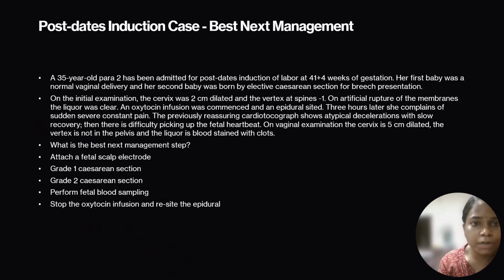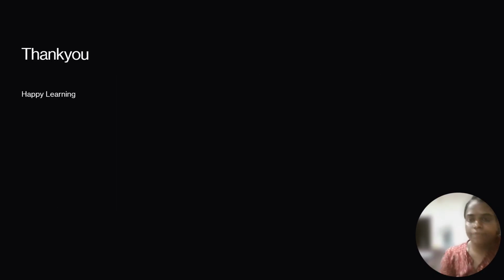Next, 41 weeks, first baby normal delivery, second baby elective cesarean for breech. Initially cervix 2 centimeters, ARM clear, oxytocin, epidural sited. Three hours later she complains of sudden severe pain. Same as we already read, grade 1 cesarean section. Okay, that's it. Thank you.